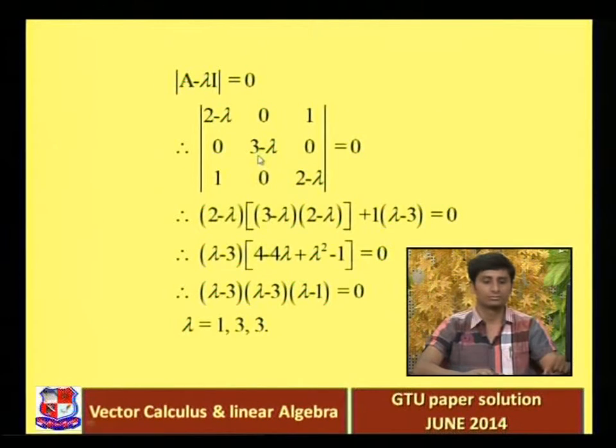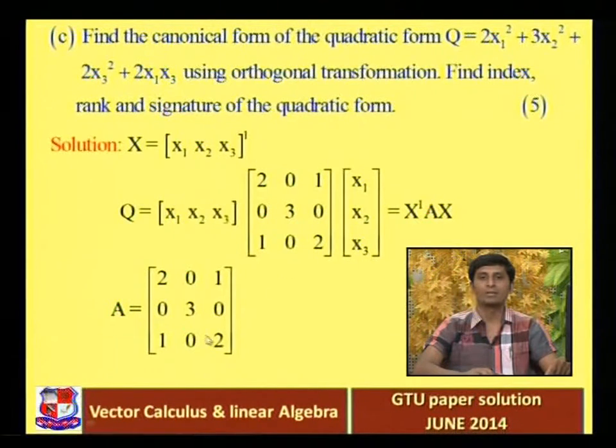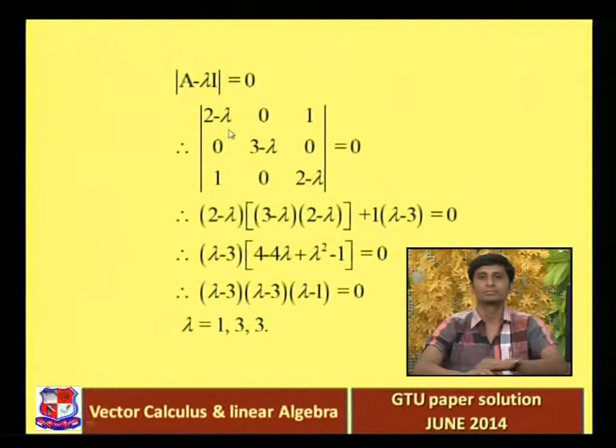So in the main principal diagonal elements we get 2 minus lambda, 3 minus lambda, 2 minus lambda, other elements are same. Now simplify this determinant, the value of this determinant is 2 minus lambda into 3 minus lambda into 2 minus lambda, minus 0, this is also 0, plus 1 into lambda minus 3, that is equal to 0.